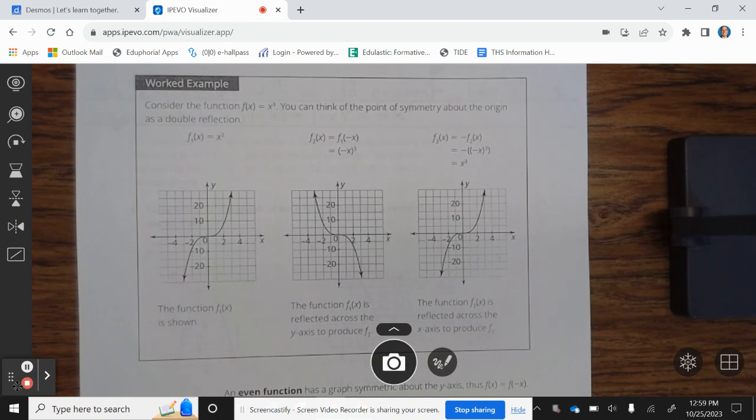Worked example. Consider the function f of x equals x cubed. You can think of the point symmetry about the origin as a double reflection. So go ahead and read and look over the worked example.